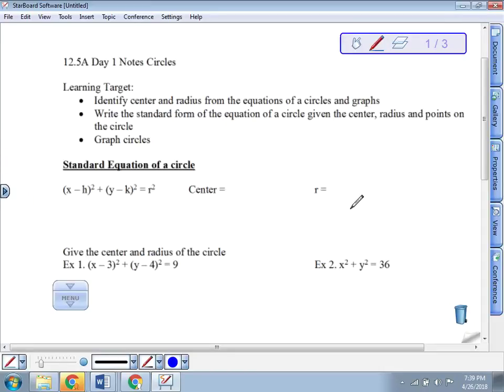Welcome to the notes on 12.5a, day one notes of circles. All right, today we're going to learn about the equations of circles and how to write the equation of a circle. So, the standard equation of a circle is probably the most important thing.